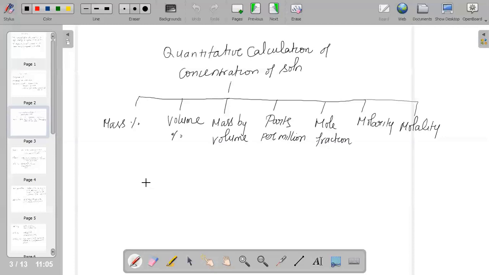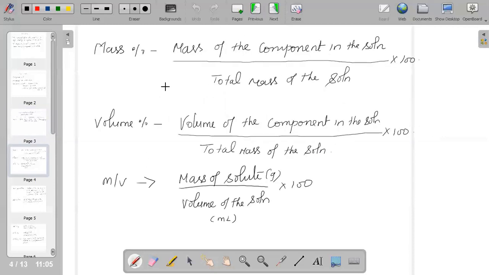When we are talking about concentration, if we say mass percentage, what is it? Mass percentage is the mass of the component in solution divided by the total mass of the solution, multiplied by 100. So it is the ratio of the mass of the component of the solution and the total mass of the solution, into 100. We say that as the term mass percentage.